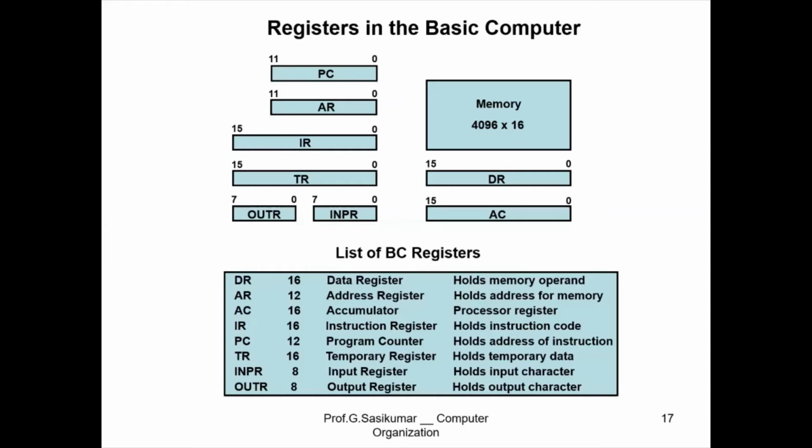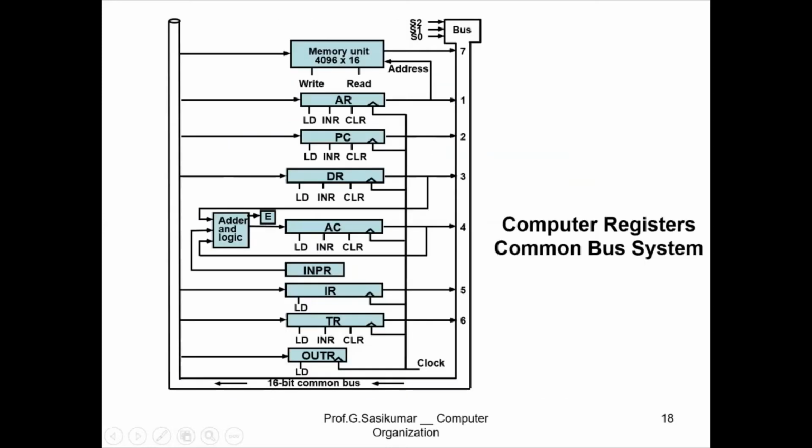There is a list of basic computer registers available, based upon the computer you are using. You can start from data register, address register, accumulator, instruction register, program counter, temporary register, input register, and output register. These are some of the basic registers used in computer organization for the microprocessors 386, 486, and similarly for other registers also. Without the registers, we cannot operate the computer.